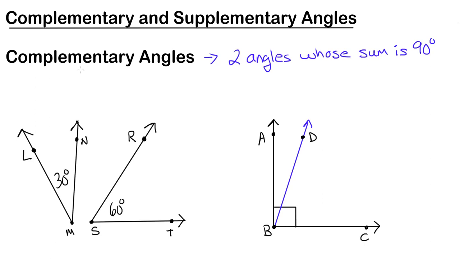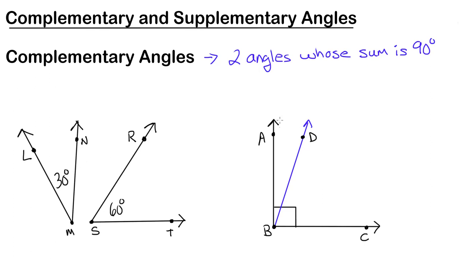All right, so let's talk about complementary and supplementary angles. First, complementary angles. Complementary angles are two angles whose sum is 90 degrees. So if we look at this first figure here, I have angle LMN measures 30 degrees, and angle RST measures 60 degrees, and 30 plus 60 is 90. So these two angles are complementary.